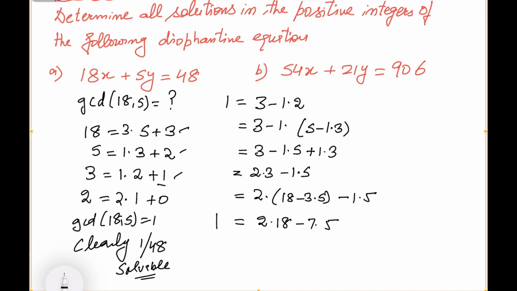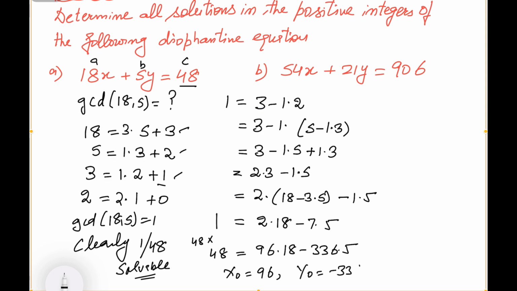But here we have to remember the given equation is of the form 18x plus 5y is equal to 48. This is actually a, b and c. So we have to complete it to c. For that we will multiply this equation by 48. So it becomes 48 times 2 is 96 into 18, minus 336 into 5. So very easily we can write x naught is 96, y naught is minus 336.